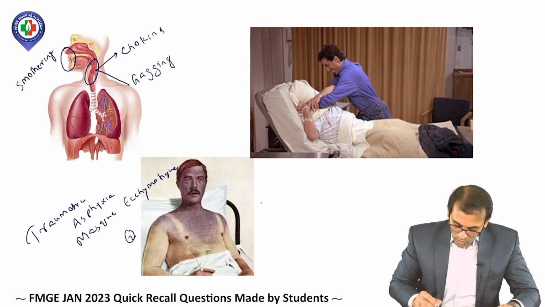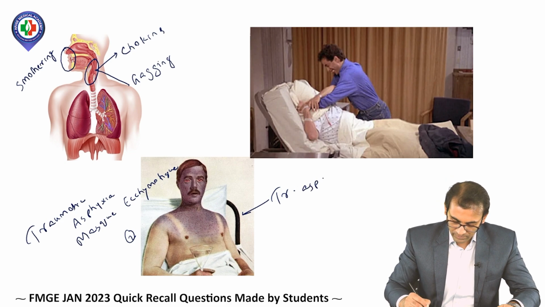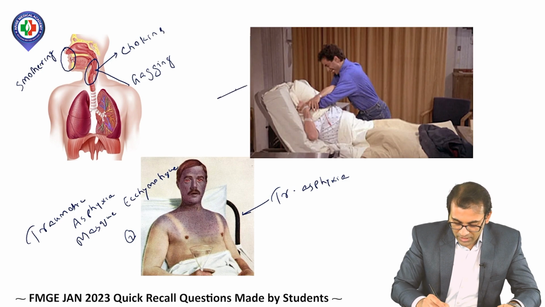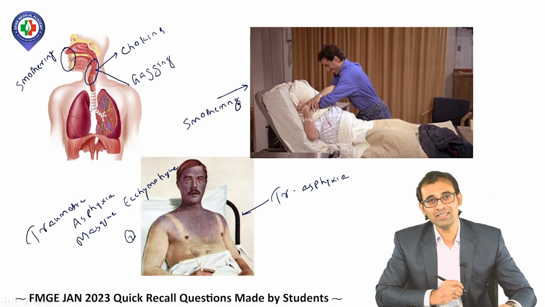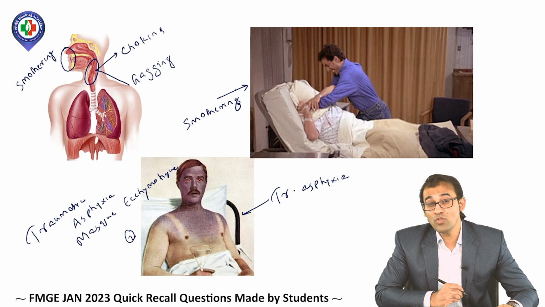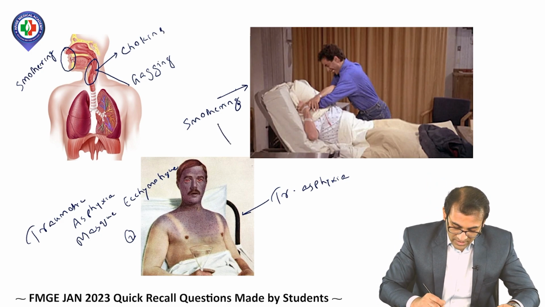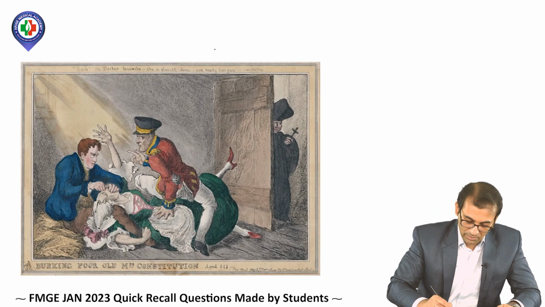So now when I show you this picture, this is a case of asphyxia due to trauma. And when I show you this picture, this is a case of smothering. The examiner has asked what it will be called when there is a combination of smothering and asphyxia due to trauma. This is called burking. This is called the burking method.